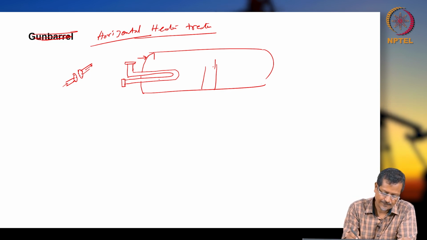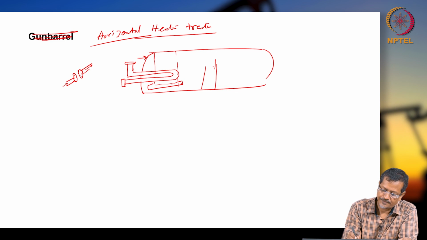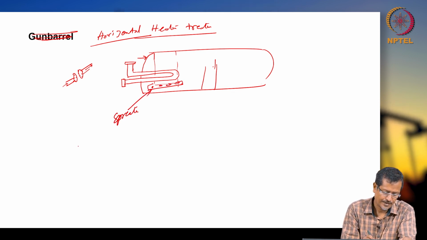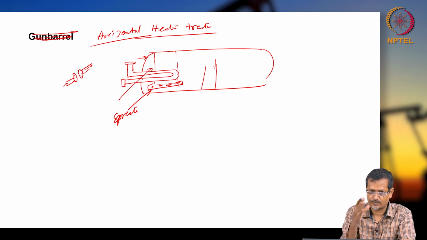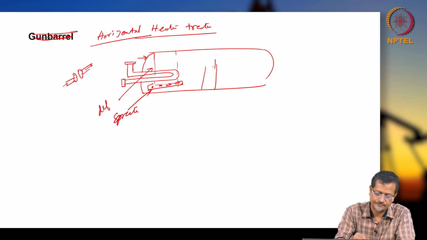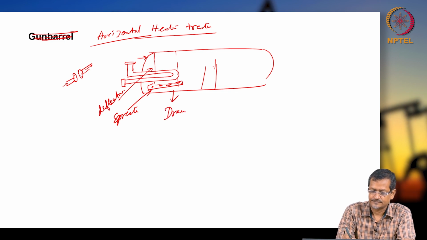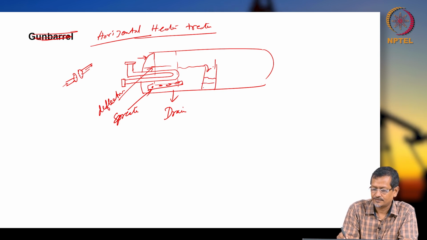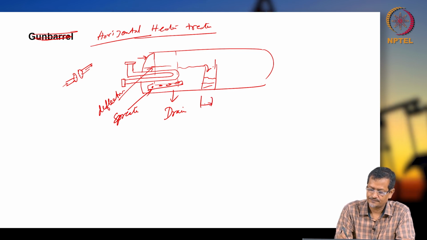So, again you will have spreader, and you will have spreader. And deflector, this is actually deflector plate. So, lots of fluid turbulence you are creating, and deflector. And drain valve will be here, and your oil will be collected here. This is surge, this is called surge section.